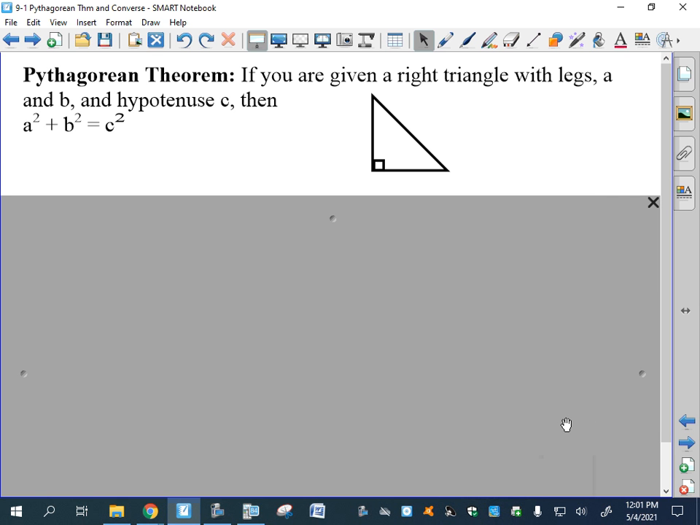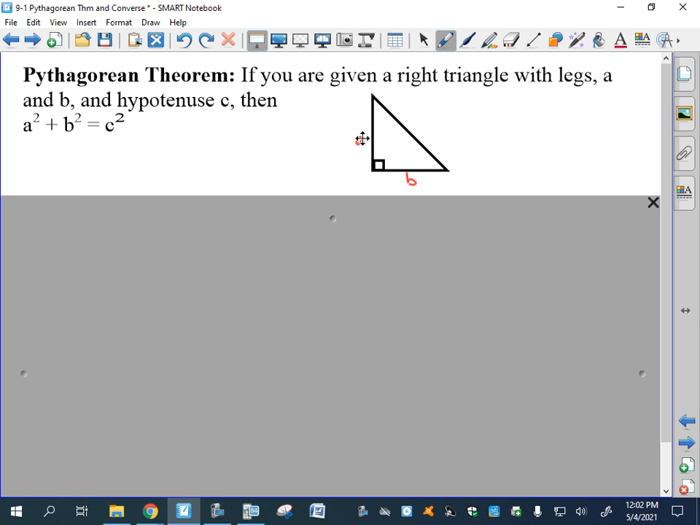The Pythagorean theorem only works for right triangles, so you have to have a right triangle. If you do, when you square the legs and add them together, it equals the hypotenuse squared. Now, just to recall, I know we talked about this before, but the legs are the ones that make up the right angle. So if they make up that L shape, those are our legs.